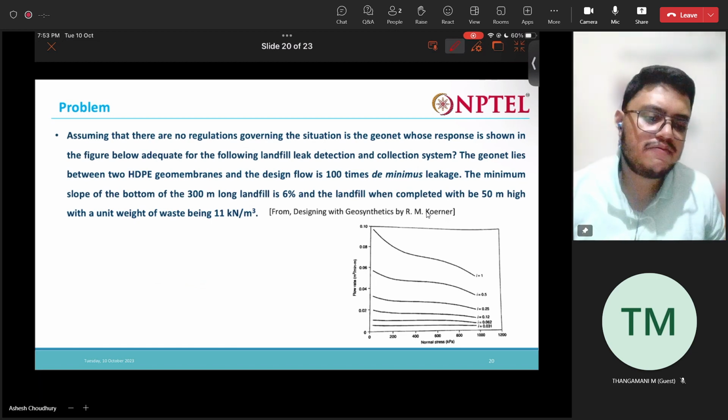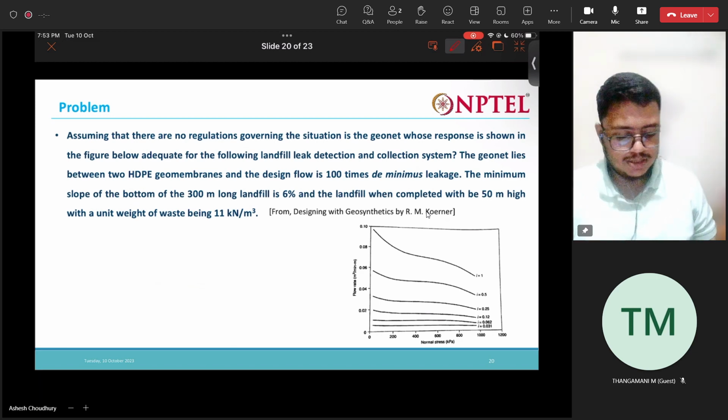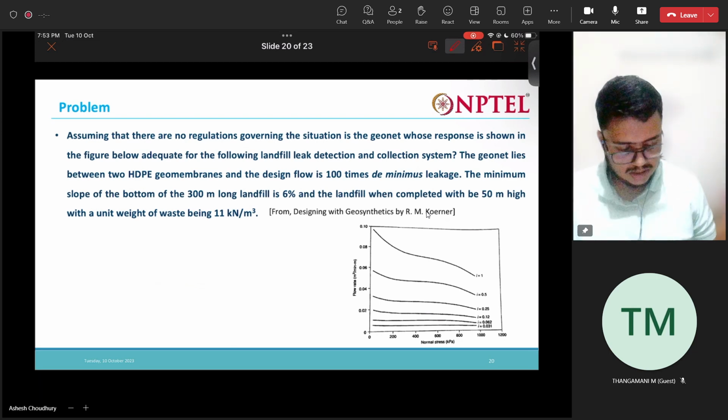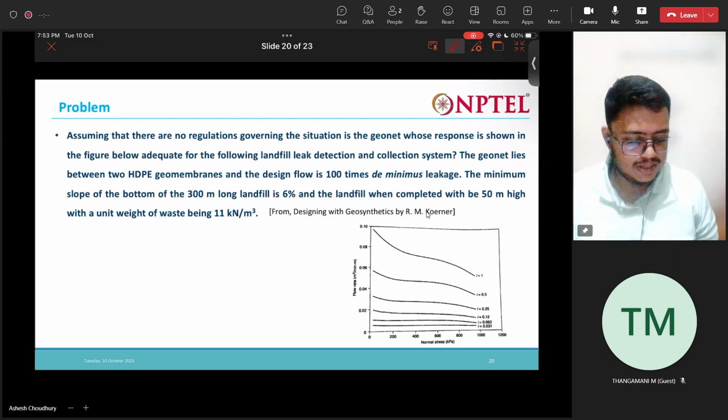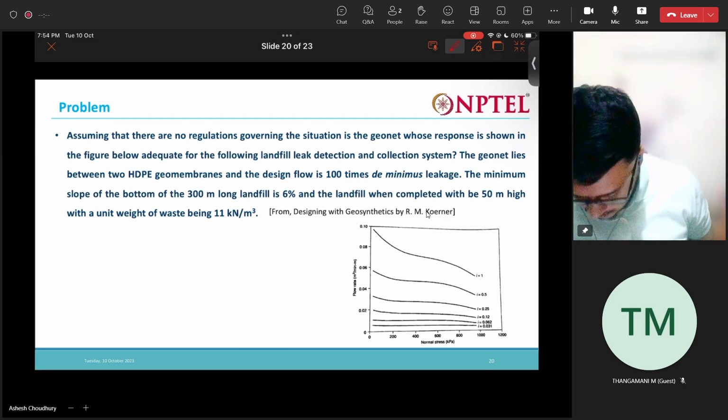This is also a similar problem, very simple problem. Assuming that there are no regulations governing the situation, the geonet whose response is shown in the figure below is for a landfill leak detection and collection system. The geonet lies between two HDPE geomembranes and the design flow is 100 times de minimis leakage. We will see what de minimis leakage is. The minimum slope of the bottom of the 100-meter long landfill is 6% and the landfill when completed will be 50 meter high with a unit weight of waste of 11. Almost the same problem.